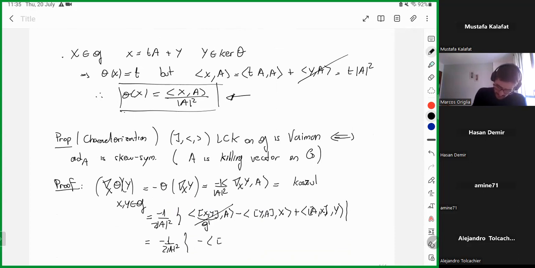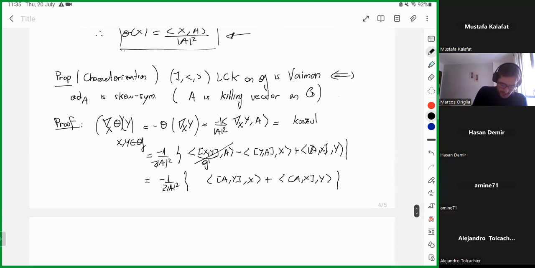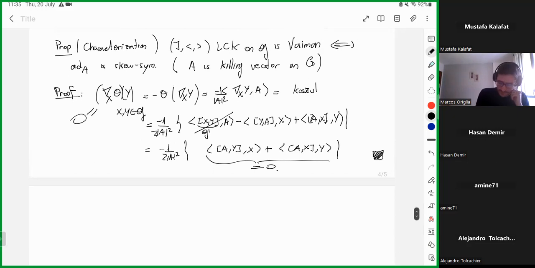Minus, let me put it in another way. So plus AYX plus AXY. From here it's very easy to see that this guy would be zero if and only if this guy is zero. But this is exactly the definition of the adjoint of A being skew symmetric. So that's the first characterization of Weismann structure: the adjoint of the dual of the Lie form has to be skew symmetric with respect to the given Hermitian structure.